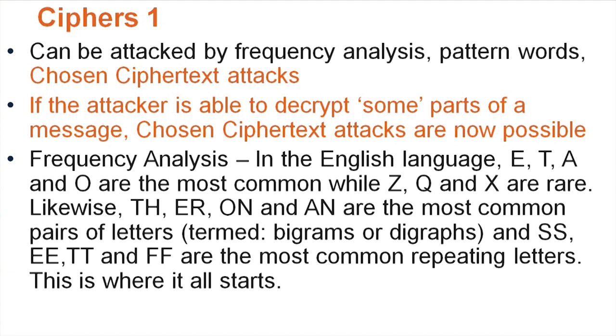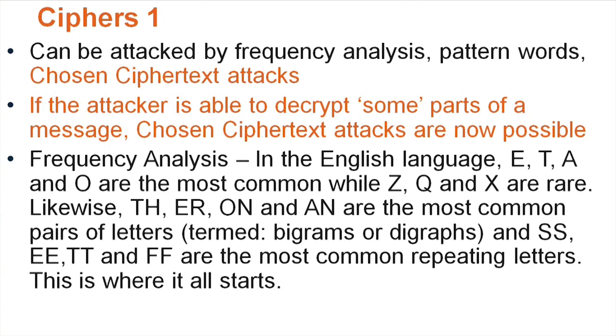If the attacker is able to decrypt some parts of a message, then chosen ciphertext attacks are now possible because he can use those same words and keep encrypting them until he sees the same encrypting pattern that you originally had there. So if I can decrypt some of the words, then I can start attacking it that way, trying to figure out which encryption routines generate that same encrypted text.